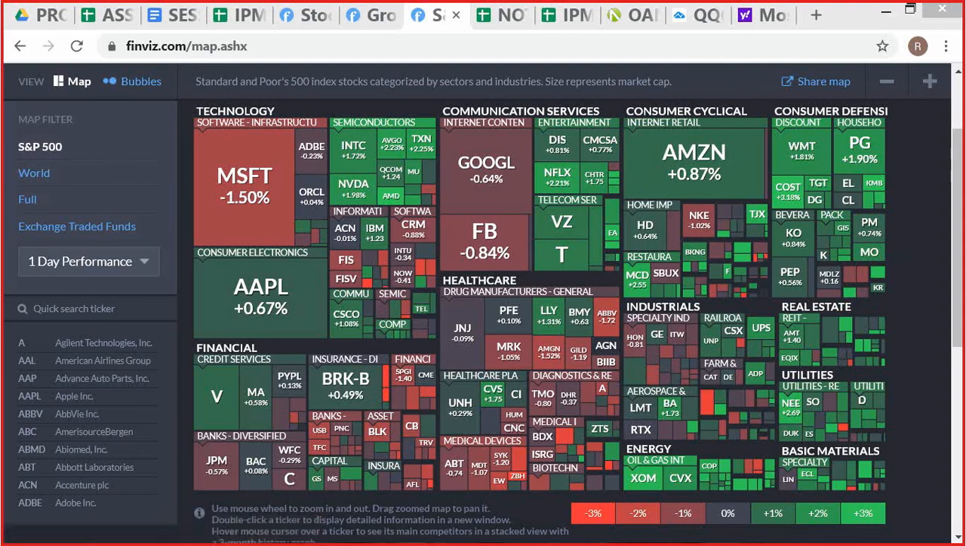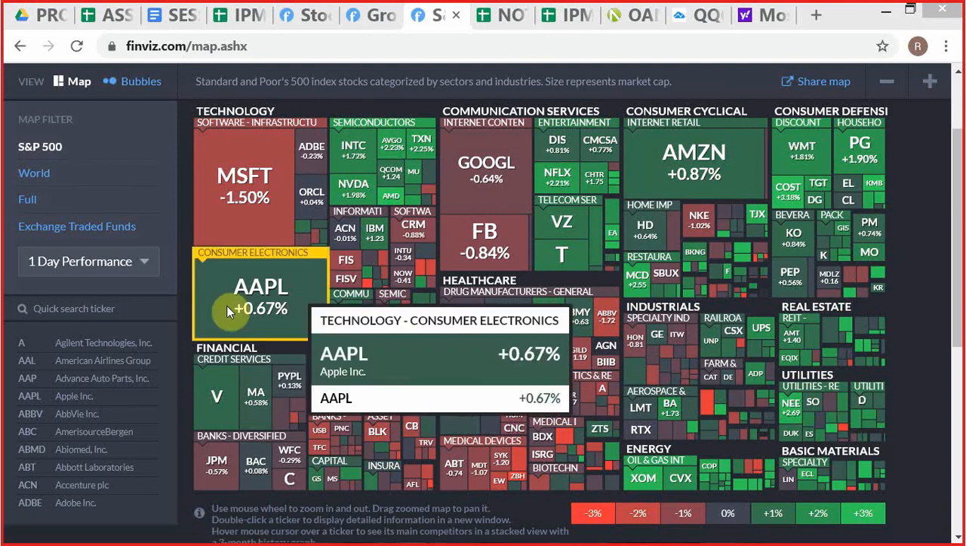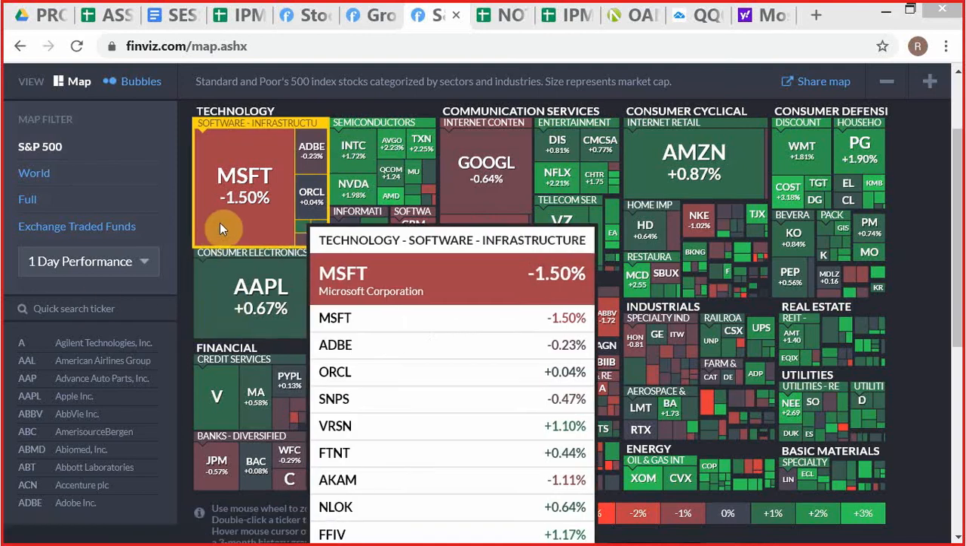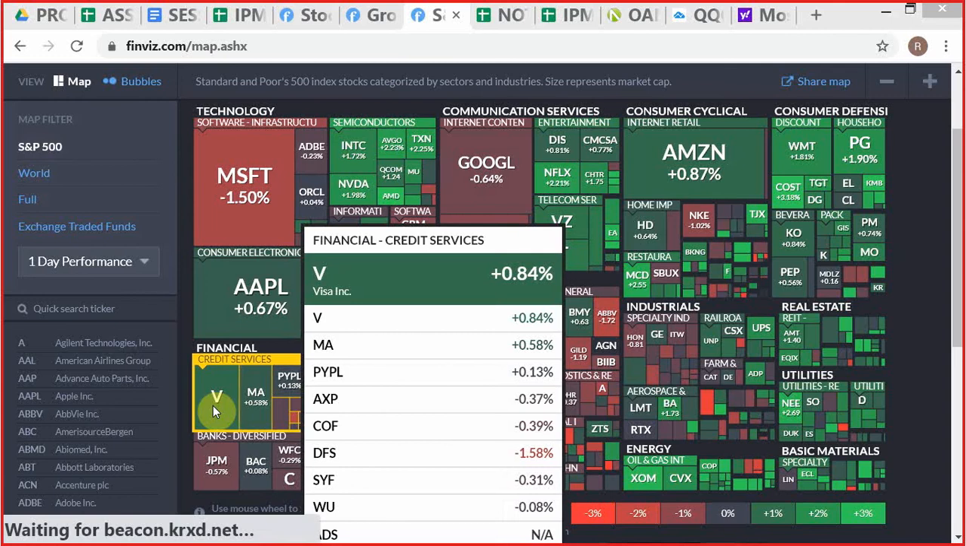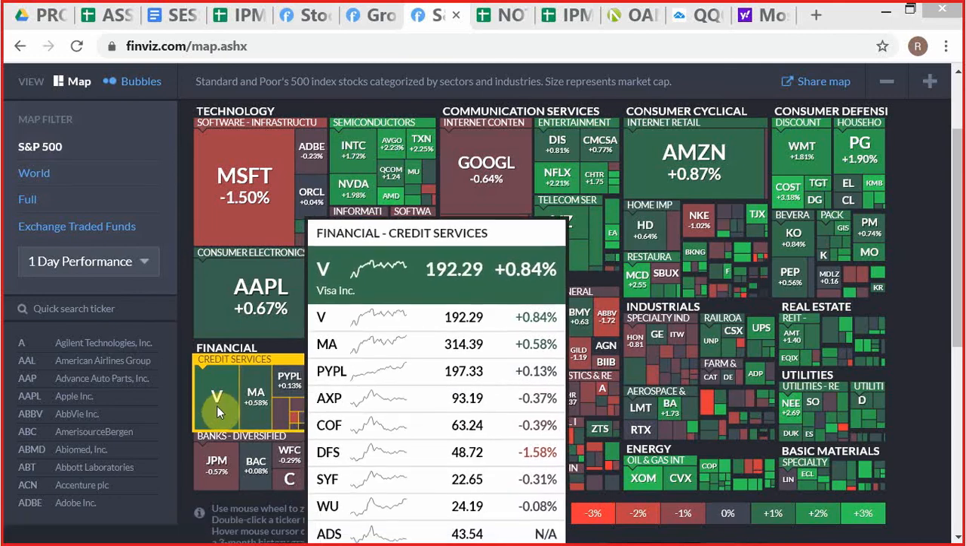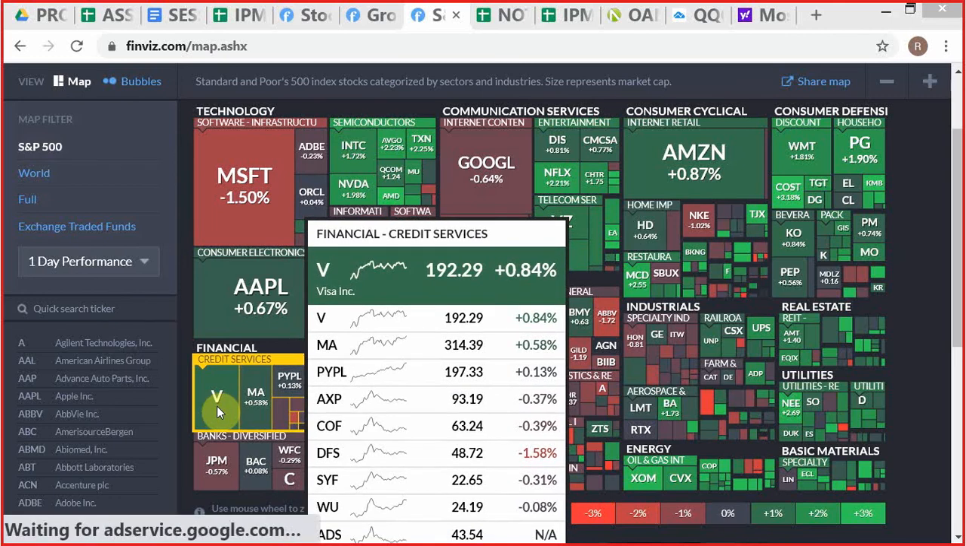It is showing you the individual stocks. So it's a heat map like Apple is an individual stock, okay? Microsoft is an individual stock. Verizon is, this is Visa actually. The Verizon is VZ. Visa is an individual stock.